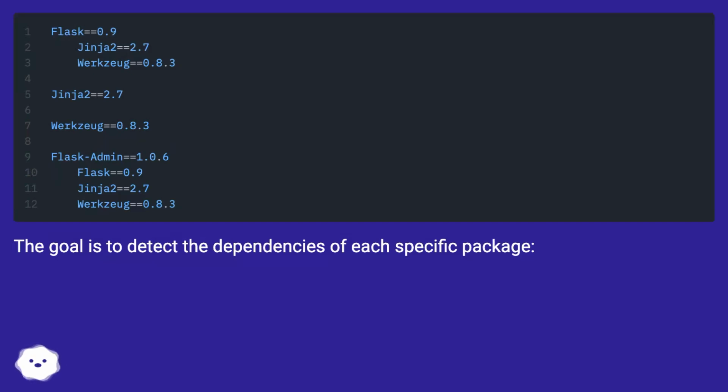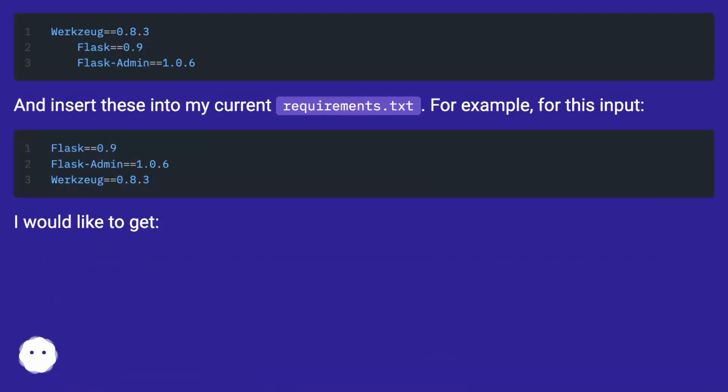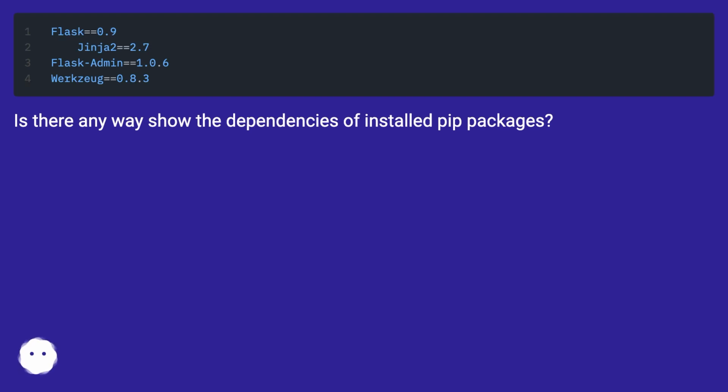The goal is to detect the dependencies of each specific package and insert these into my current requirements.txt. For example, for this input, I would like to get this. Is there any way to show the dependencies of installed pip packages?